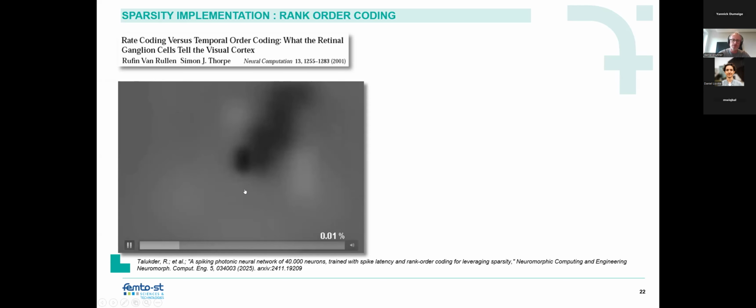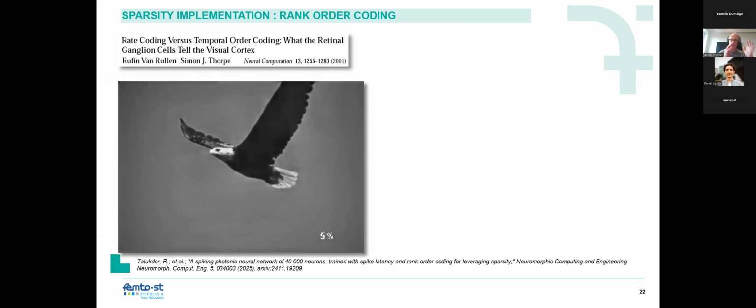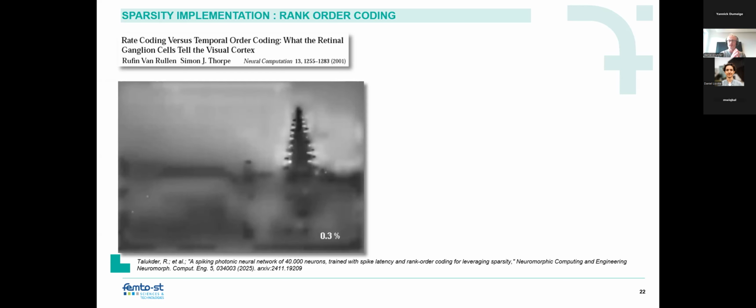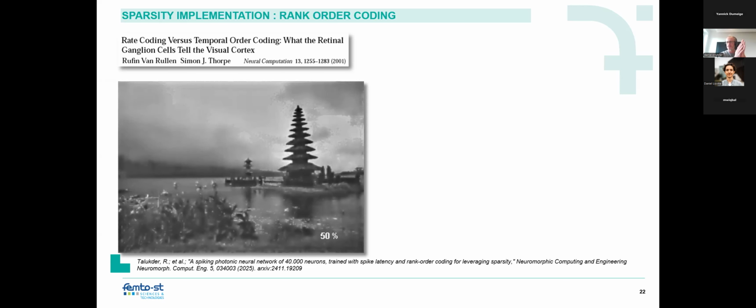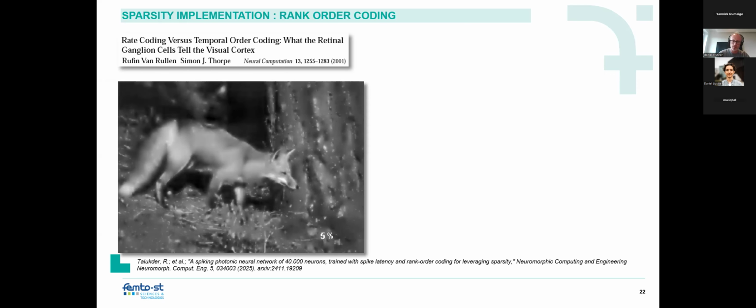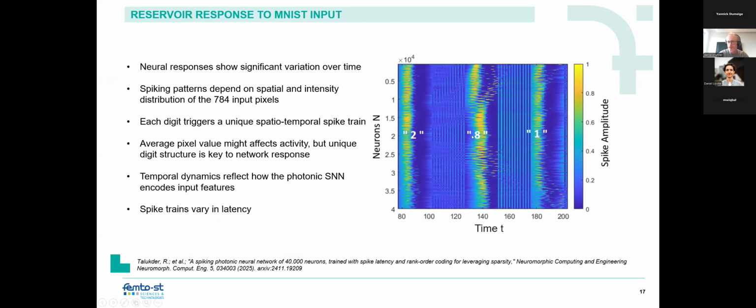What this scheme uses as information encoding is not the spike rate, but the delay between input stimulus and the neuron spiking time. And this is called spike latency encoding. And as you can see here, for different images, because the image is always injected at this kind of step here, neurons respond with a very different delay.